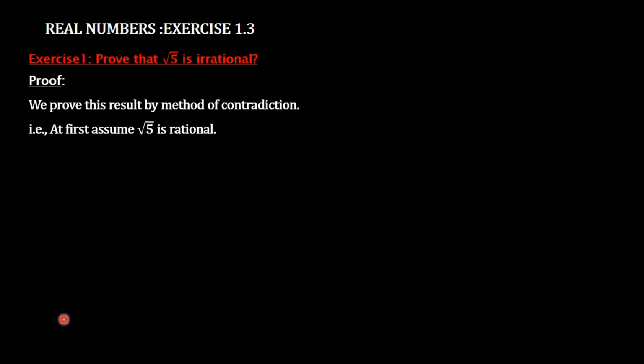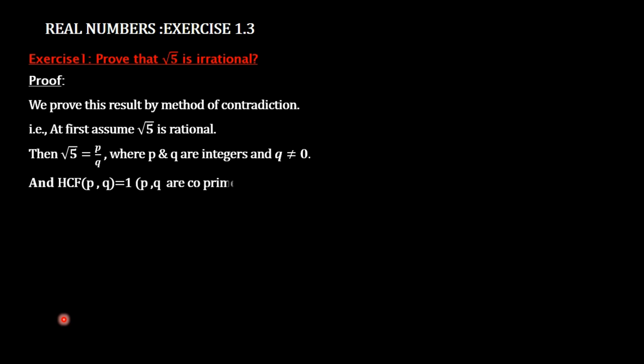Then, if root 5 is rational, then root 5 equals p by q, where p and q are integers and q not equal to 0, and HCF of p comma q equals 1, p and q are co-primes. This is our assumption. Then, what next? We are taking q to the left hand side. Then, root 5 q equals p.